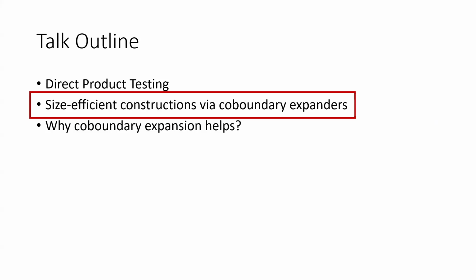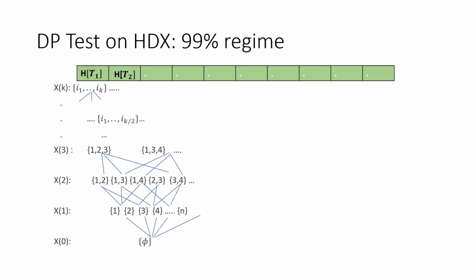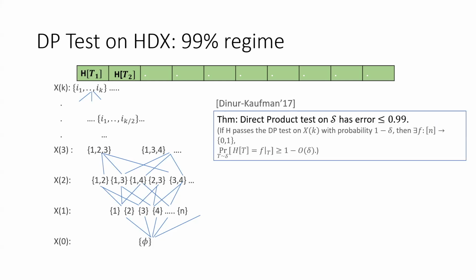Okay, so now let's see how coboundary expansion helps us avoid these kinds of issues. So firstly, you might think, what's a natural set system, given that this is a workshop on HDX. So a natural set system is just to take S equal to the k-sets in your HDX. And that's exactly what Dinur and Kaufman did. And they showed that this direct product test on S, whenever you have a local spectral expander as defined by Max, has error at most 0.99.